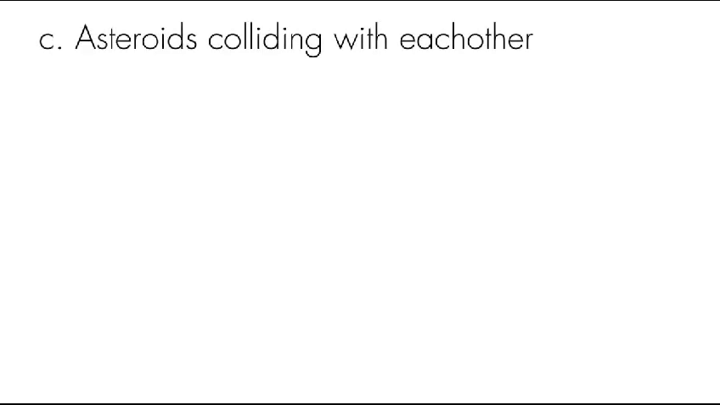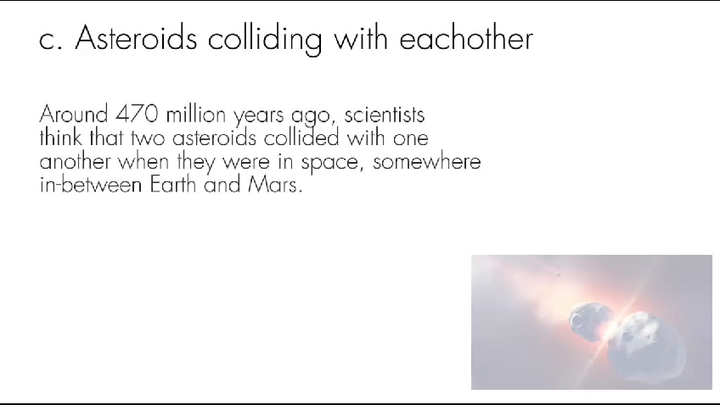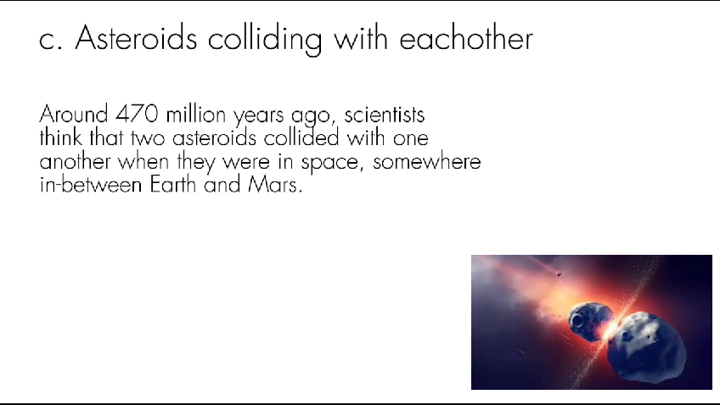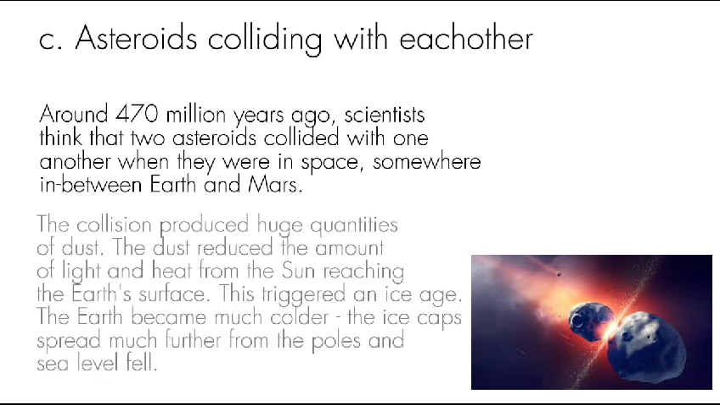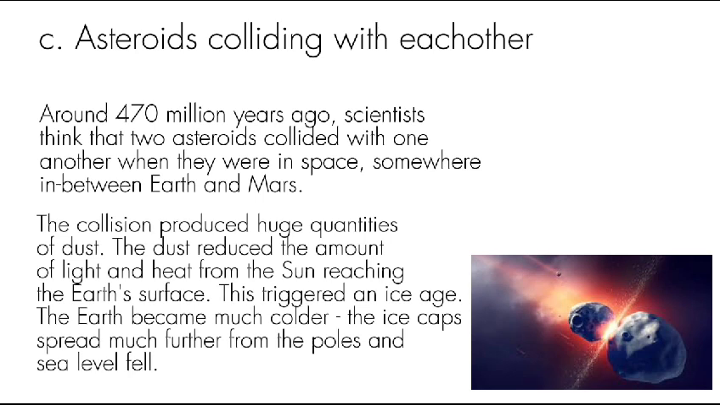C. Asteroids collided with each other. Around 470 million years ago, scientists think that 2 asteroids collided with one another when they were in space somewhere in between Earth and Mars. The collision produced huge quantities of dust. The dust reduced the amount of light and heat from the sun reaching the Earth's surface. This triggered an ice age. The Earth became much colder. The ice caps spread much further from the poles and sea level fell.